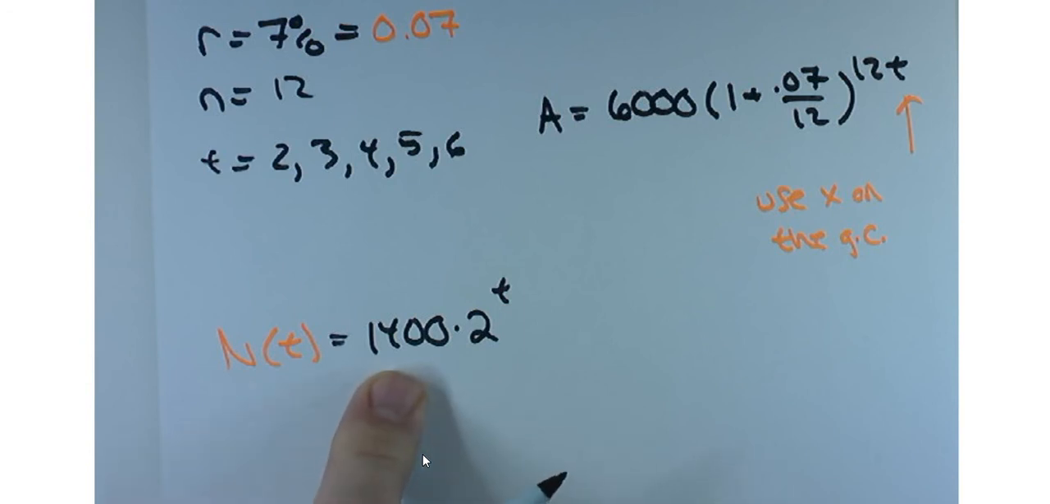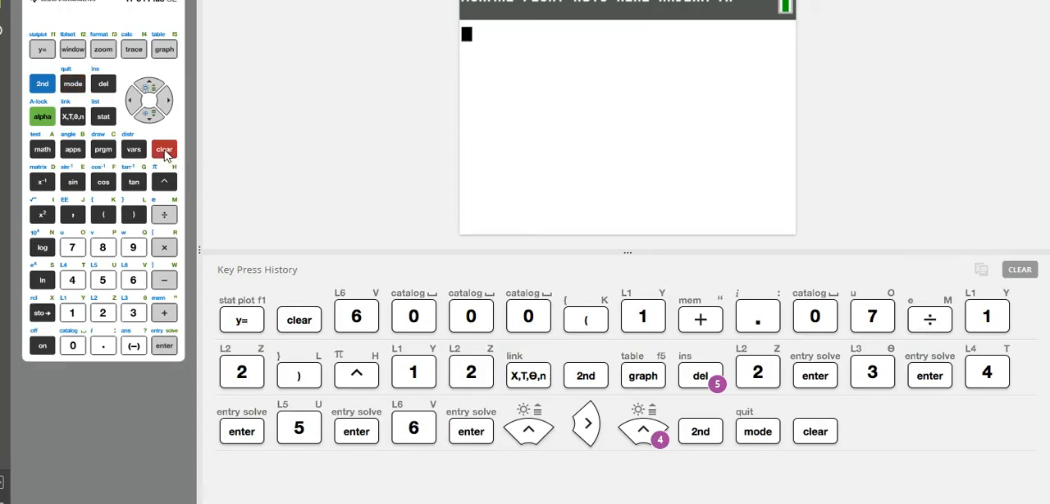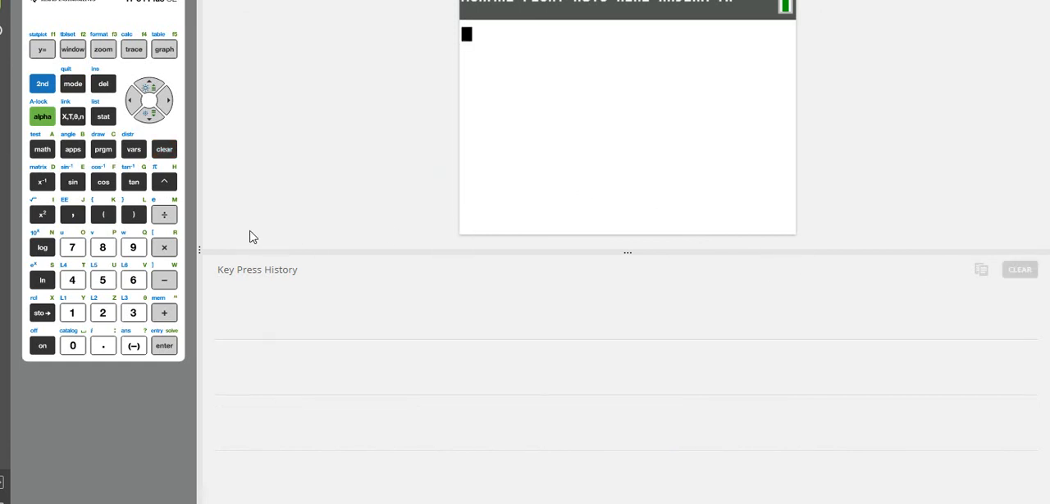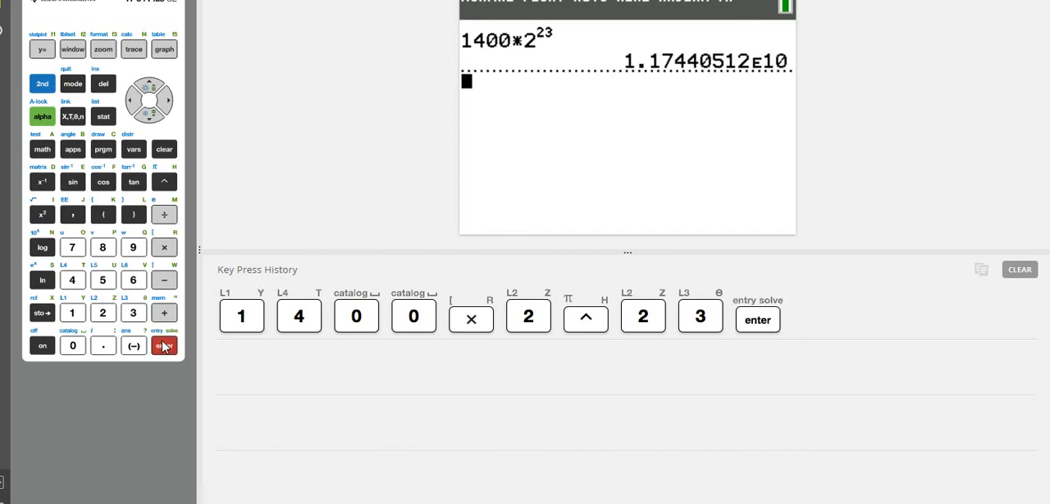How many hours do you want to wait for this thing to grow? 5, 10, 24? 23? All right, so let's do 23 hours. Let's find out how much is here after 23 hours. I can guarantee you this is going to be a big number. That's probably going to be in scientific notation on your graphing calculator. So let's do 1,400 times 2 raised to the 23 power. Now, if I was going to do more of these, I'd probably set it up in my table. But there you go.